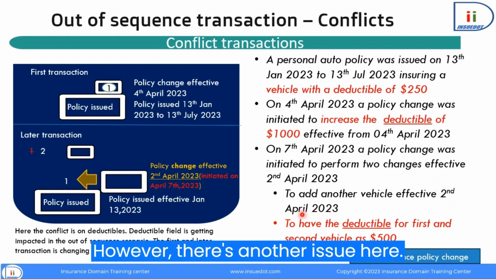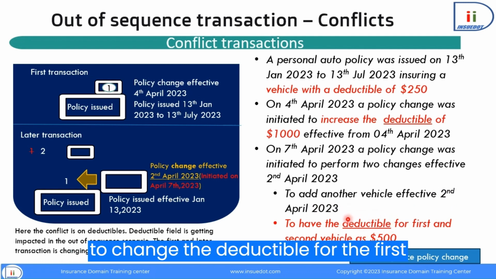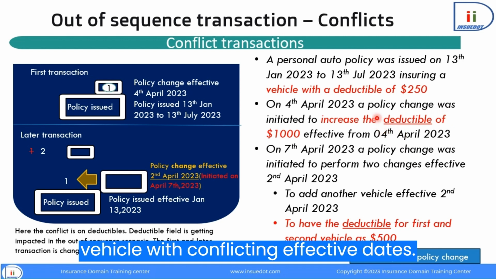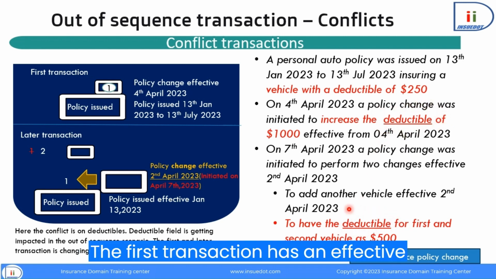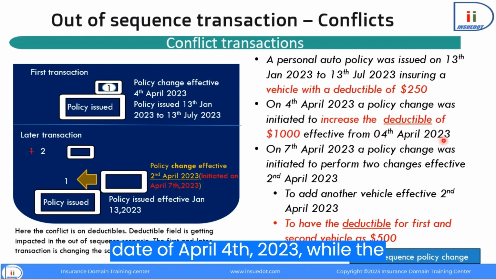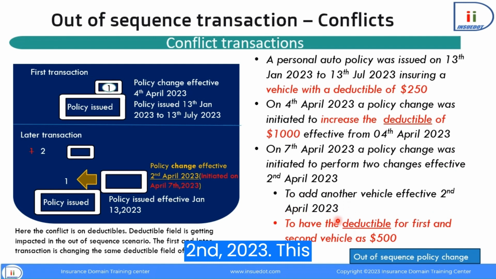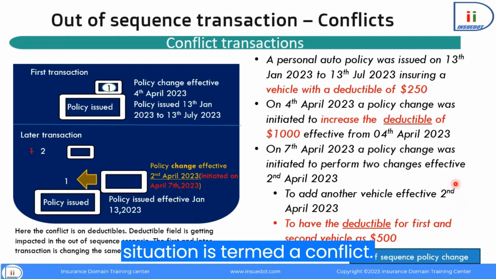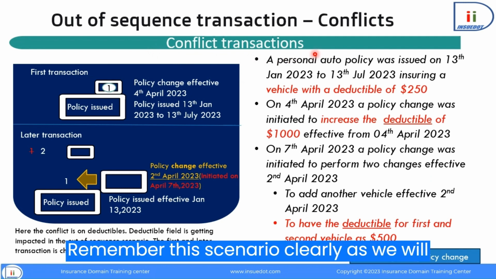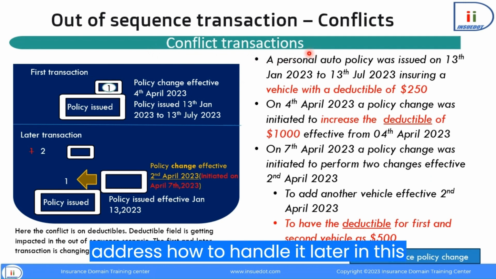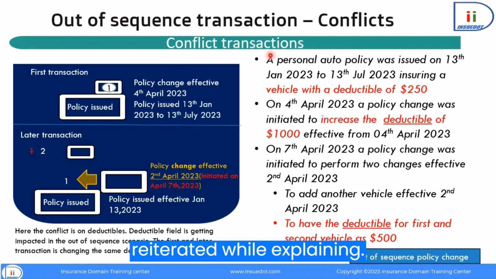However, there's another issue here. Both the first and second transactions attempt to change the deductible for the first vehicle with conflicting effective dates. The first transaction has an effective date of April 4, 2023, while the second transaction is prior to that on April 2, 2023. This situation is termed a conflict. Remember this scenario clearly, as we will address how to handle it later in this video. These scenarios will not be reiterated while explaining.